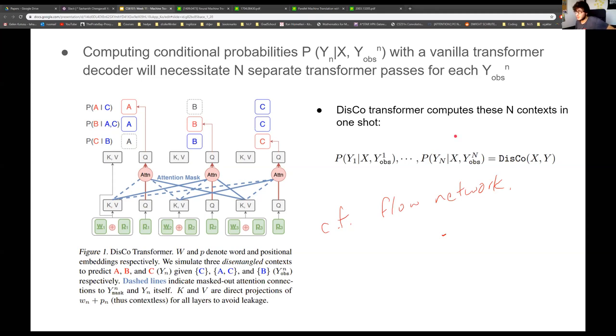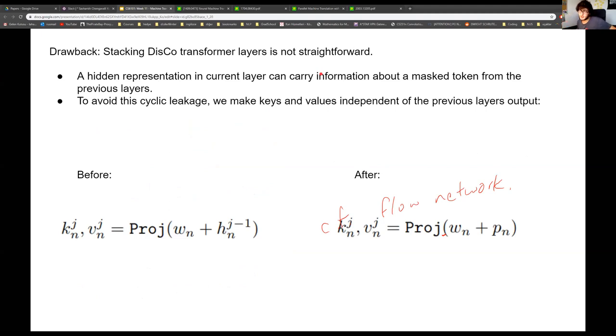But this approach comes with a trade-off: stacking DisCo transformer layers is not straightforward. The reason is that when you carry different information throughout different attentions, then in the current layer you may be carrying information about the masked token from the previous layers, so the prediction becomes trivial and you wouldn't learn anything. To avoid this cyclic leakage, they make the keys and values independent of the previous layer's output.